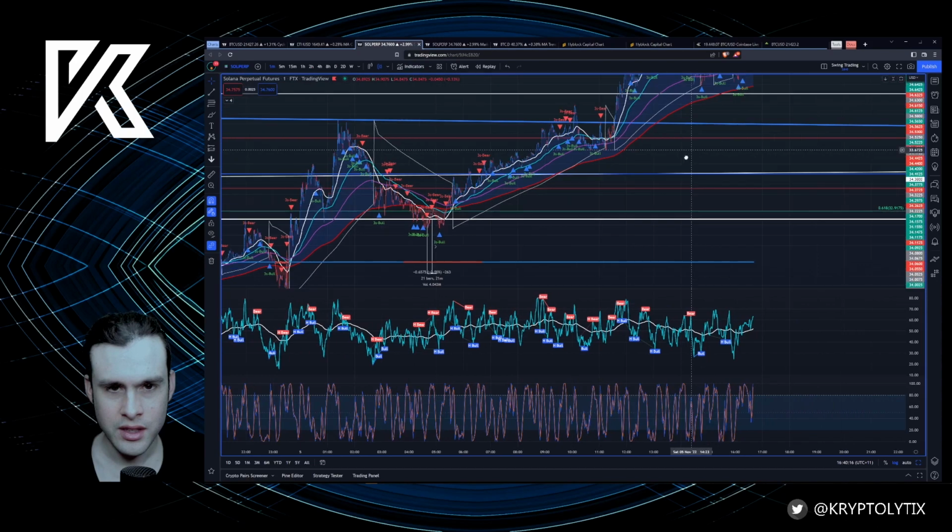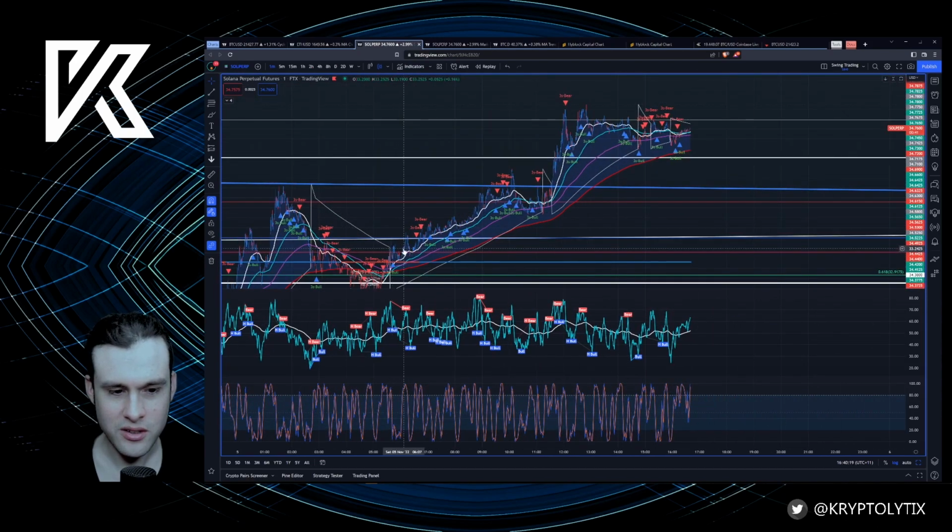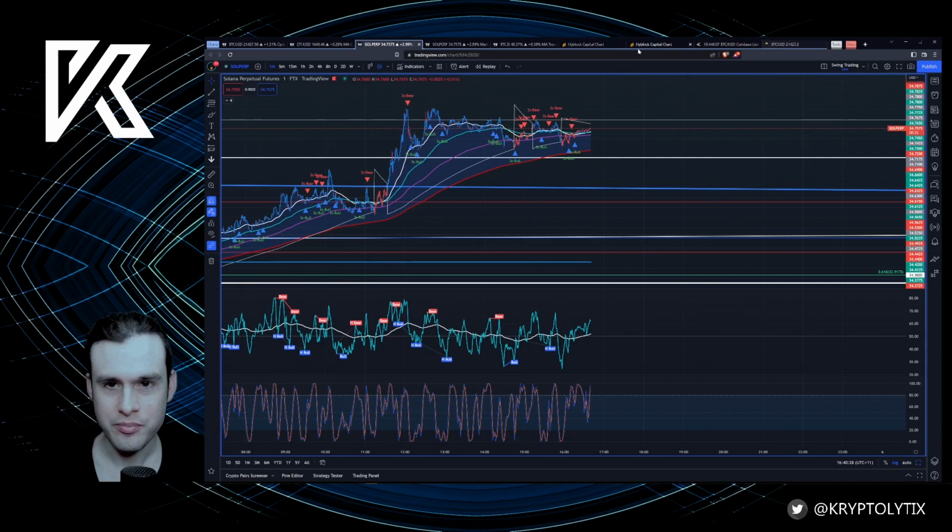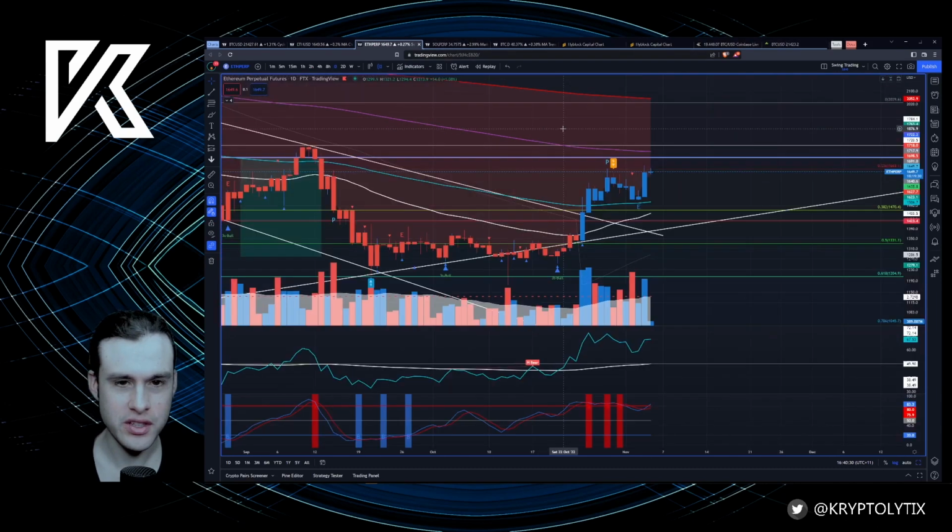I think maybe I moved it into profit and just snagged it because I wasn't sure how far this would go down. And then I missed this long because I was asleep. But anyway, if I took this long, this would have been pretty nice. 5% move. But there's no point in showing this. I just want to show you this tab thing, right?